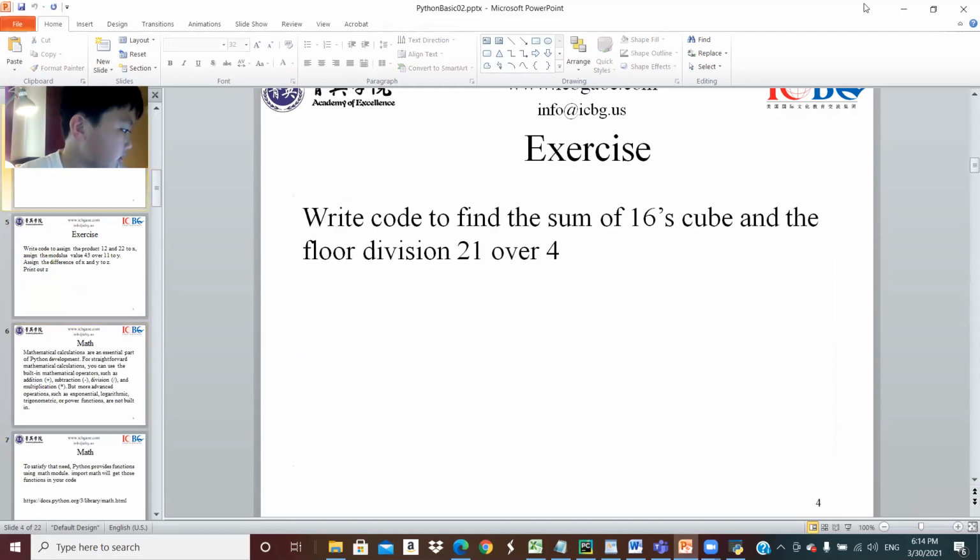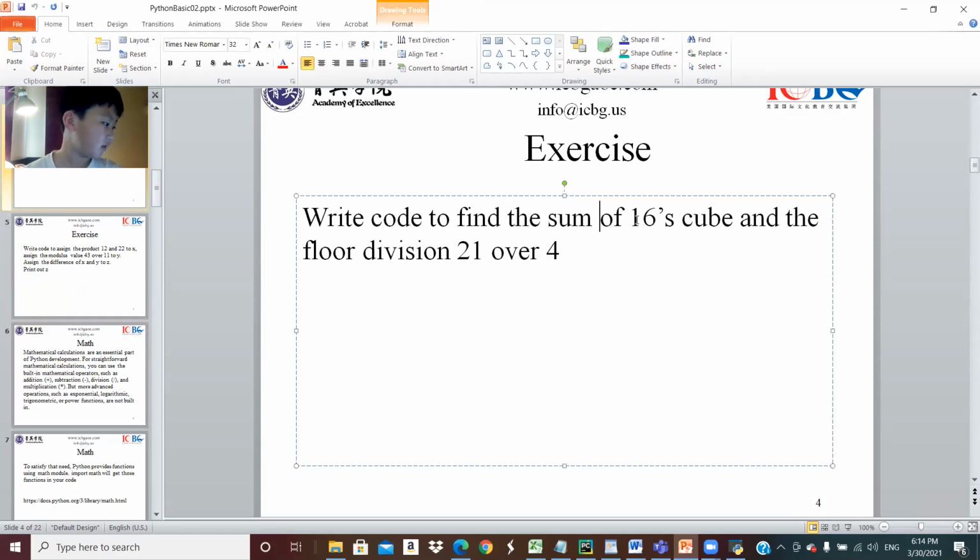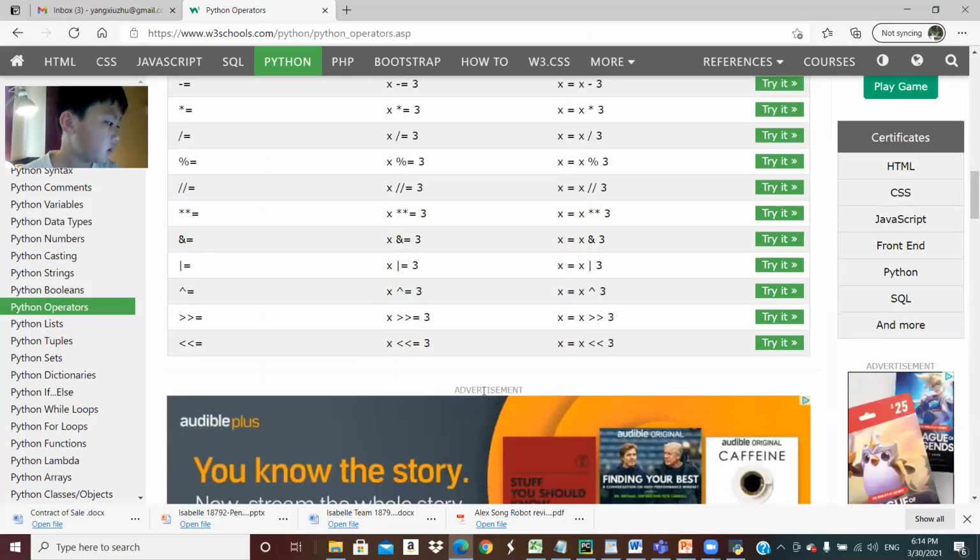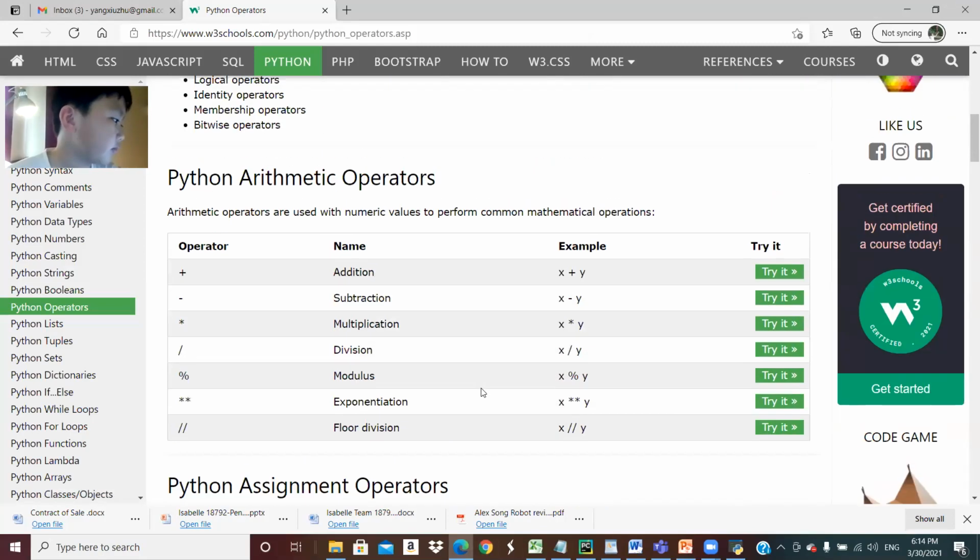All right. So I want you to do some exercise. After you read that website, I want you to write code to find the sum of 16th cube and the floor division 21/4. So you need to find out what is the floor division. Go to this website and find out which one is the floor division. All right, which one is the floor division? So go to find it.